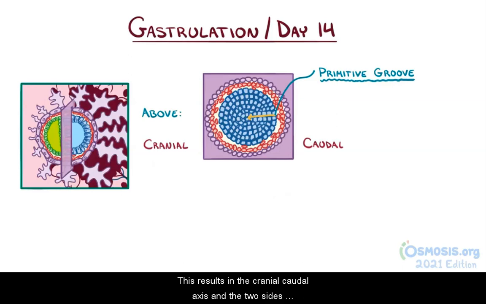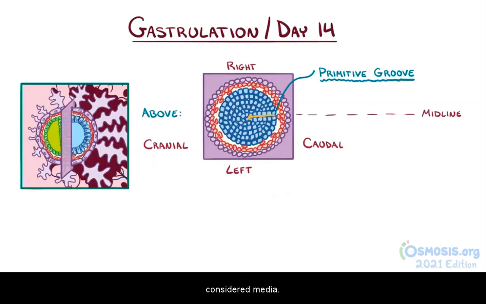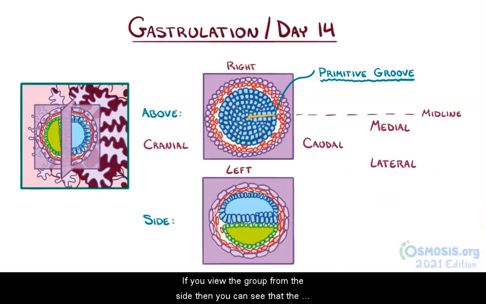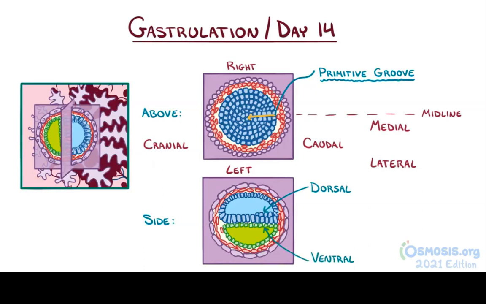This results in the cranial-caudal axis, and the two sides of the groove represent the first instance of bilateral symmetry in the embryo, a left and right side to the body. Closer to the midline, where the groove's located, is considered medial, and closer to the edges is lateral. If you view the groove from the side, then you can see that the groove forms on the back, or dorsal side of the embryo, which makes the dorsal ventral axis more obvious.